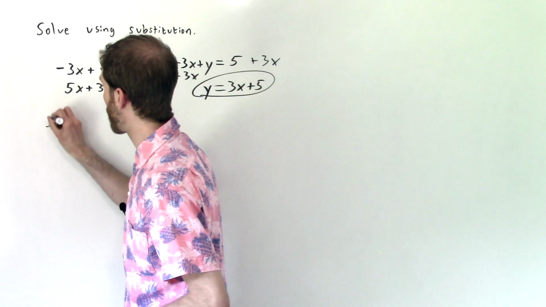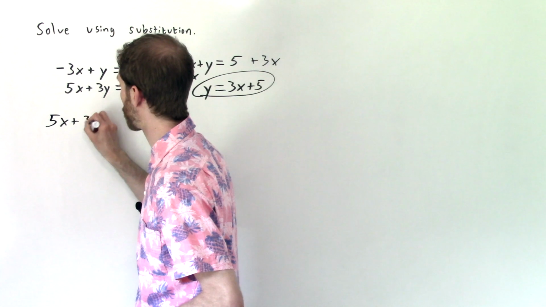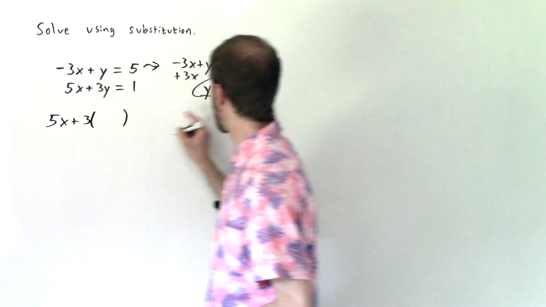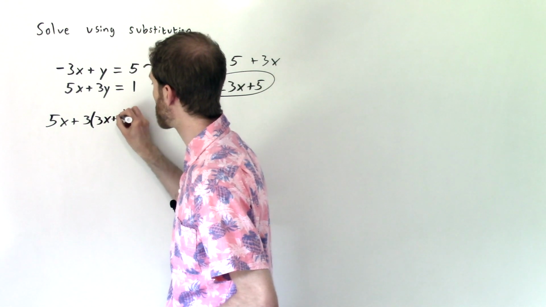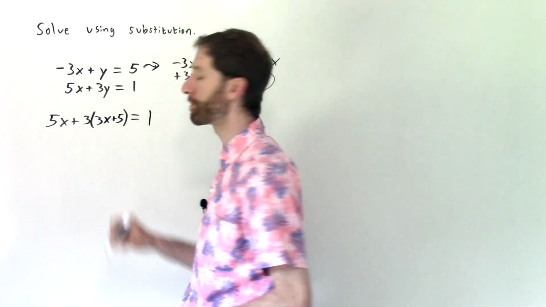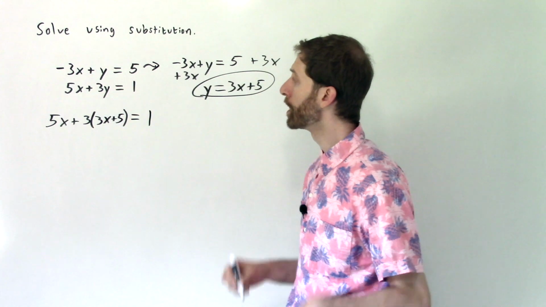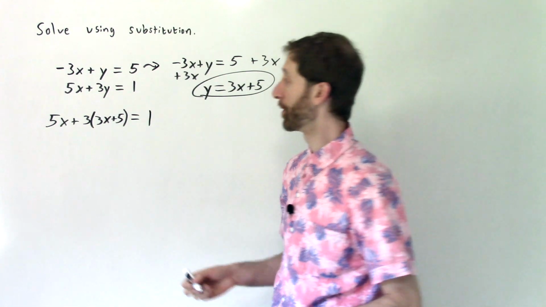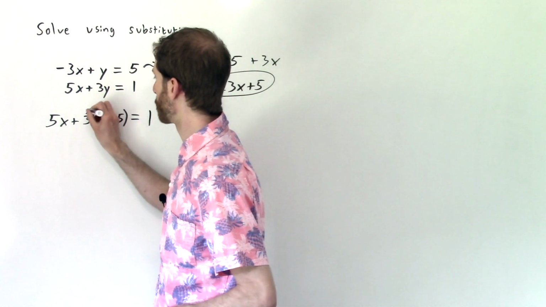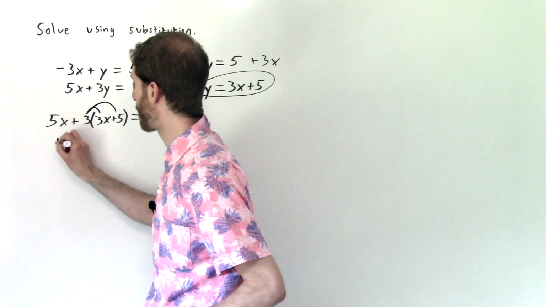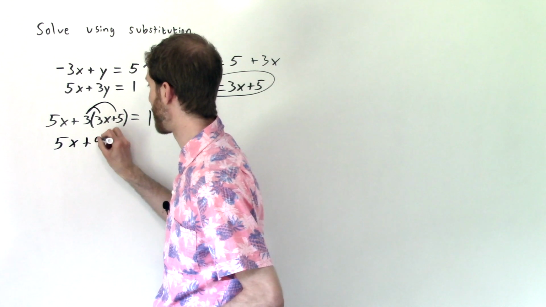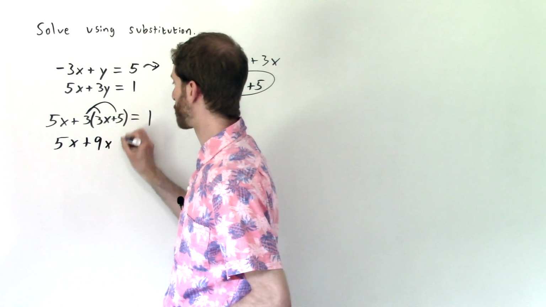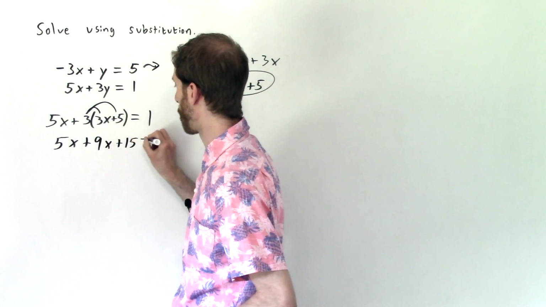So I have 5x plus 3 times y. And again, y is 3x plus 5. At this point, this becomes the same kind of substitution problem that you've seen in earlier videos. So I'm going to solve this equation like normal. I will multiply 3 to everything there. You'll get 5x plus, and then 3 times 3 is 9x, and then 3 times 5 is 15 is equal to 1.